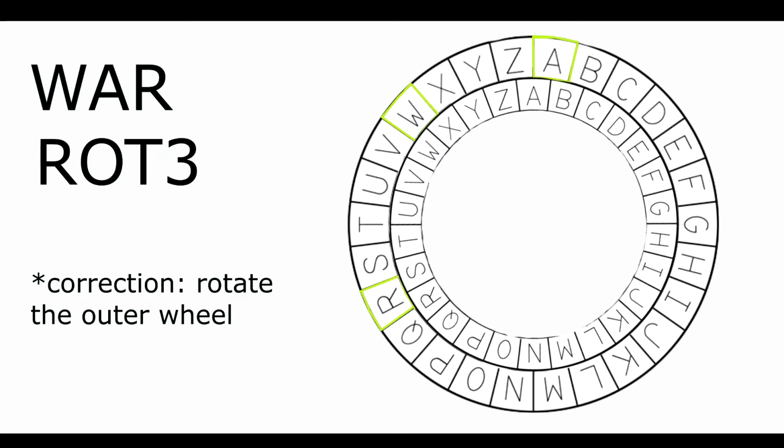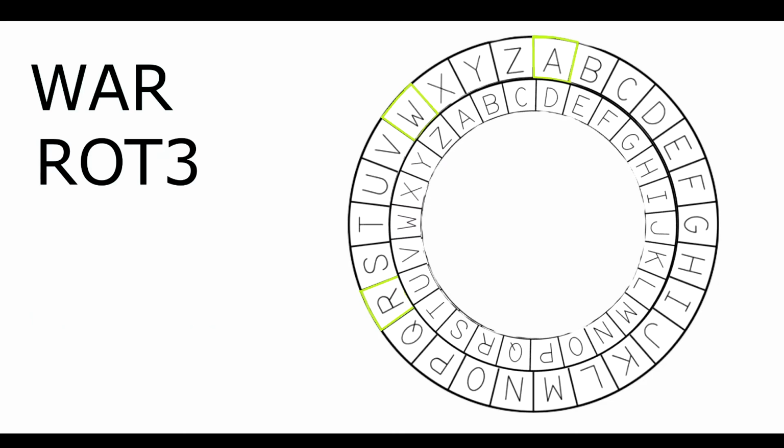Now that we have all we need, the first thing I'm going to do is plot our word war on the outer ring. Next is to rotate the inner wheel by our shift, which is 3 times to the right. And now as we see, our green marked letters on the outer ring are now lined up with new letters on the inner ring. These new letters are what form our encrypted ciphertext. And that is all there is to Caesar's cipher.